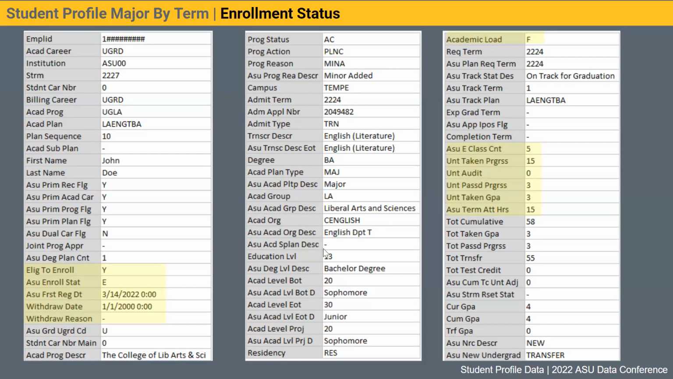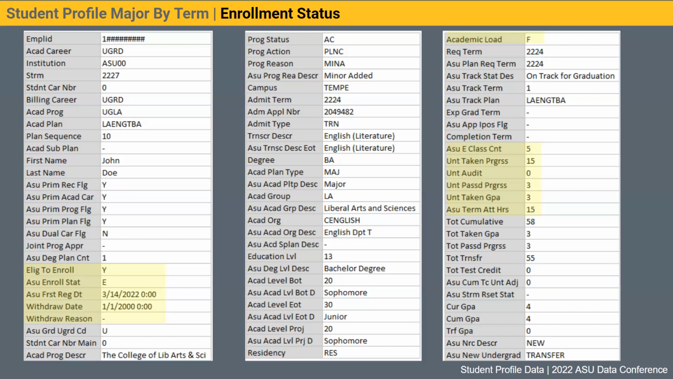So this is the same screenshot from before, but I've highlighted the fields related to enrollment status. The nicest one right here is on the bottom left, ASU enrollment status E. What do you think that means? Exactly, it's enrolled. What do you think W means? Exactly, very good. And D? Almost. Dropped. It means dropped.